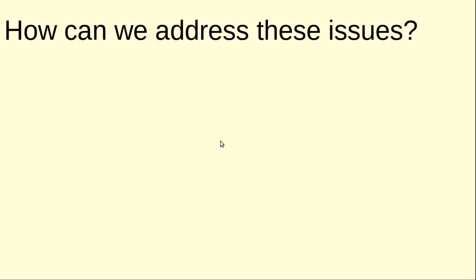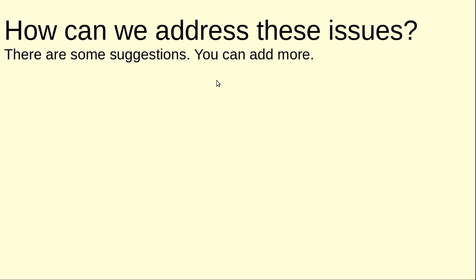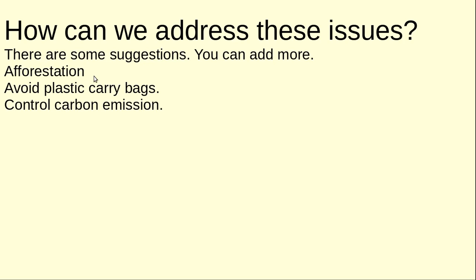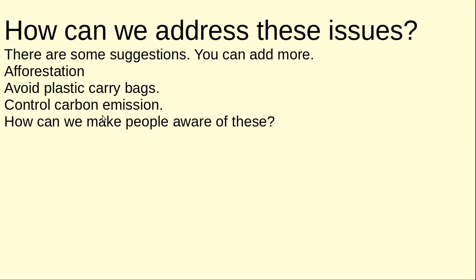Now you see, three issues we have seen. The first one is deforestation, next one is plastic pollution, next one is global warming. How can we address these issues? Some solutions are here, you can add more. One is afforestation, planting more and more trees, and we can avoid plastic carry bags and plastic things and control carbon emission.